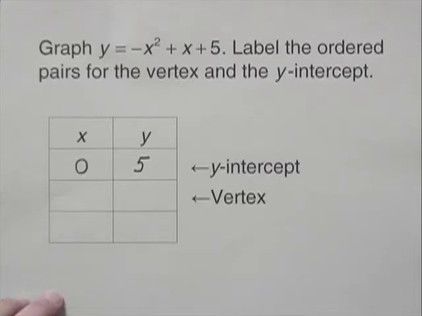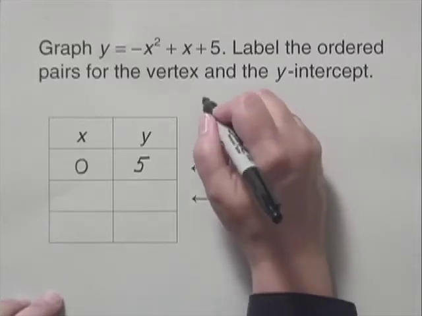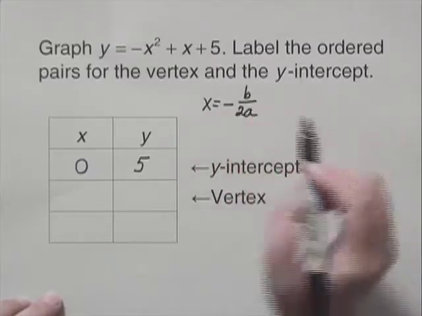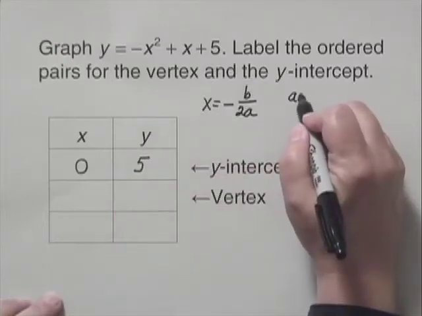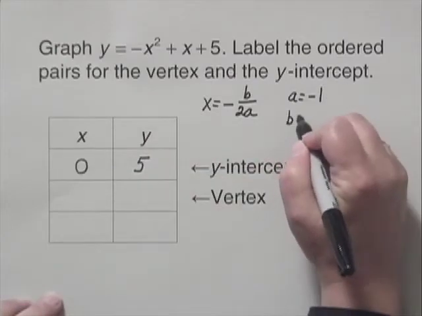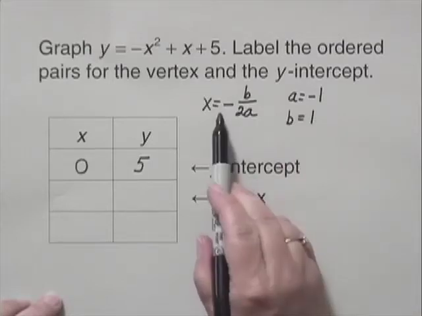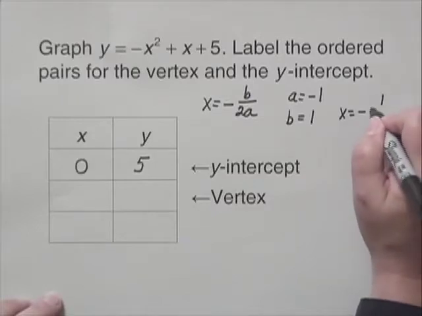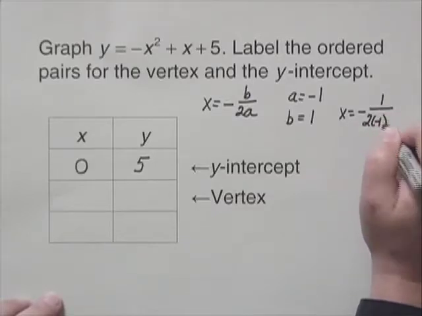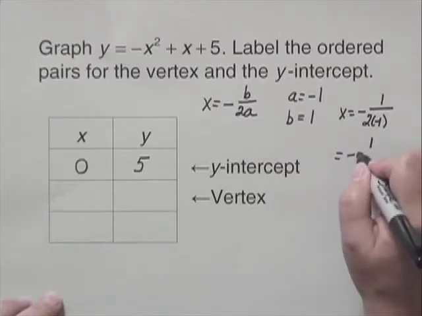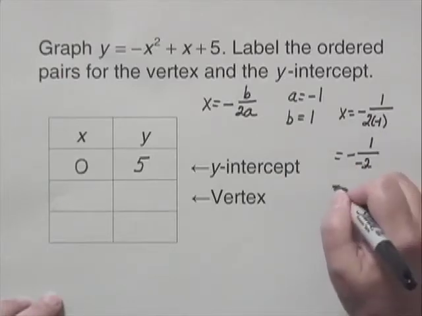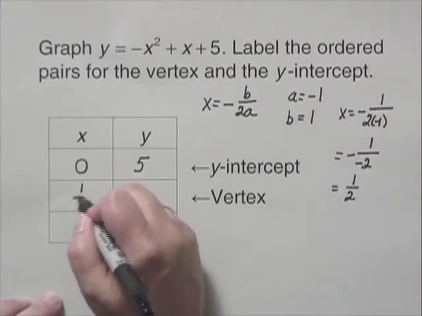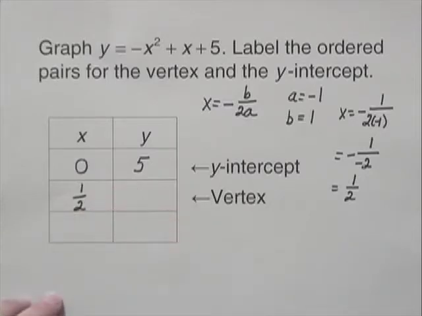Now let's find the ordered pair for the vertex. We will use the formula x equals the opposite of b over 2a. And from the equation we can see that a equals -1 and b equals 1. Therefore, the opposite of b over 2a is the opposite of 1 over 2 times -1, which is the opposite of 1 over -2, which would be positive 1/2. That gives us the x-coordinate of the vertex, and now we need to find the y-coordinate.